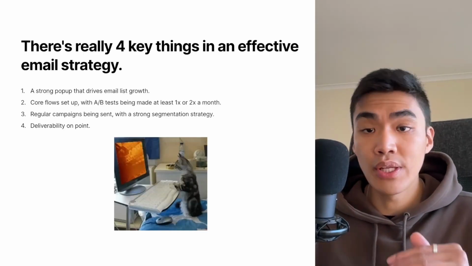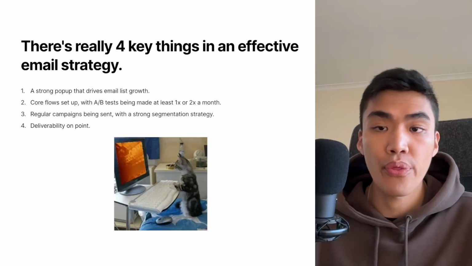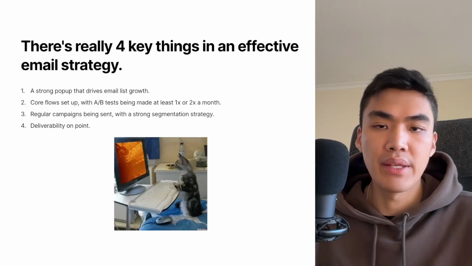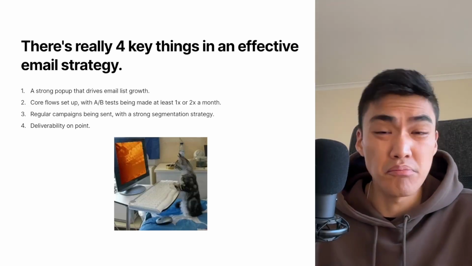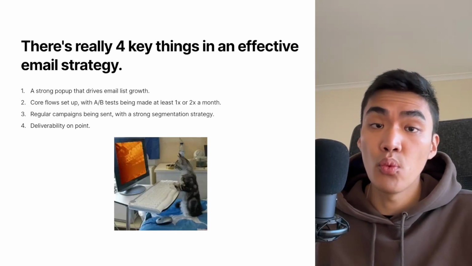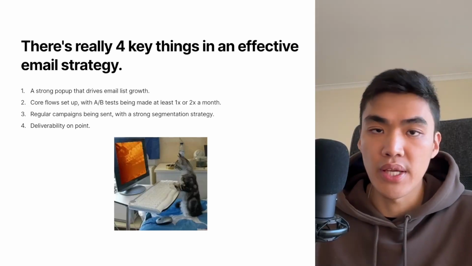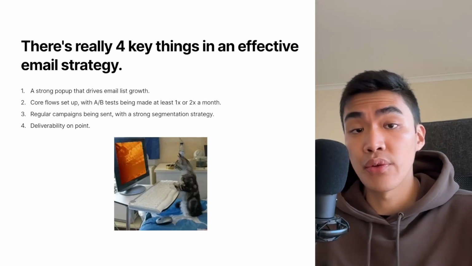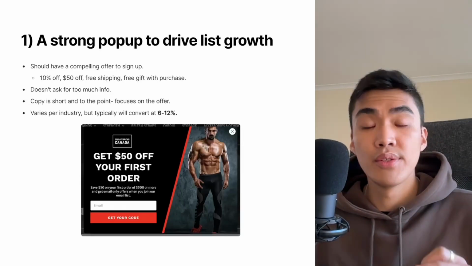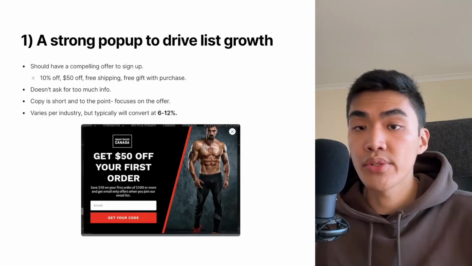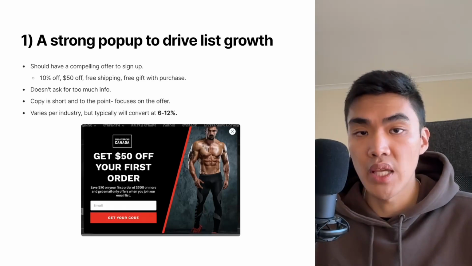So firstly, you need a strong pop-up that drives email list growth. 2, you need your core flows set up, and you want to be doing tests on them maybe once or twice a month. 3, you want a regular campaign cadence, so regular campaigns being sent out with a pretty good segmentation strategy. And lastly, you just want your deliverability to be on point. So an effective email strategy is always going to start with a strong pop-up that drives email list growth.